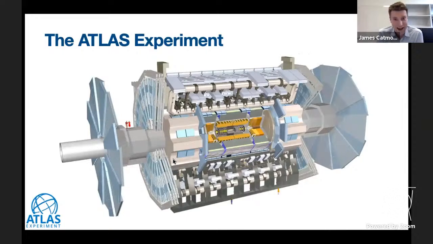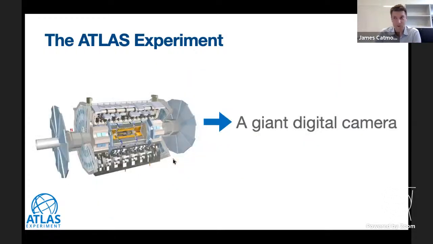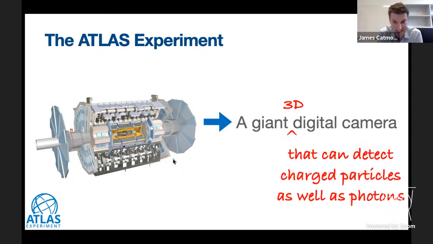So now I'm going to talk about ATLAS. So in one sense, ATLAS is a machine. It's a particle detector. It's very, very large, 44 meters long and 18 meters high. You can see a cutaway image of it here. The particles arrive in the bunches from either end, and they collide in the center. So the easiest way to think about a particle detector like this is that it's a giant digital camera. But it's a giant digital camera with a difference, because it's in 3D.